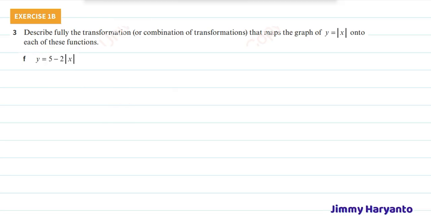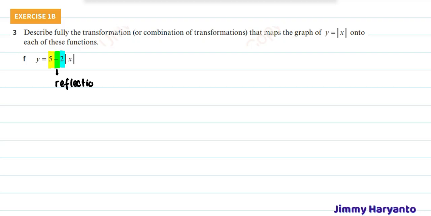Next is F. For question 3F, we have 2 in front of the modulus function, and then also a negative in front of the modulus function, and then plus 5 outside the modulus function. Okay, so as I told you before, we have to do it in order. So multiplication first. For multiplication we have negative and 2. It's up to you whether you want to do the negative first or the 2 first. I will do the negative first.